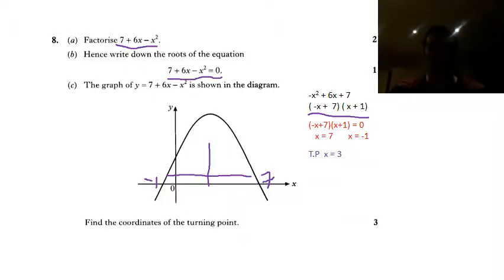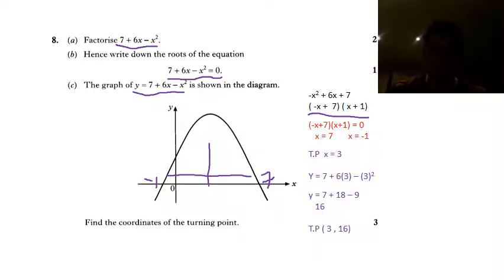How do I find the y coordinate? I'll have to go back to the equation that tells me how the y and x coordinates are related. There it is: 7 plus 6 times the x coordinate minus the x coordinate squared. Fire that in: 7 plus 6 times 3, minus 3 squared. Work it out, that gives me 7 plus 18 minus 9, which is 16. So x is 3, y is 16, so the turning point is 3, 16. Does it pass my common sense test? Yep, 3 makes sense. 16, quite positive, quite happy.